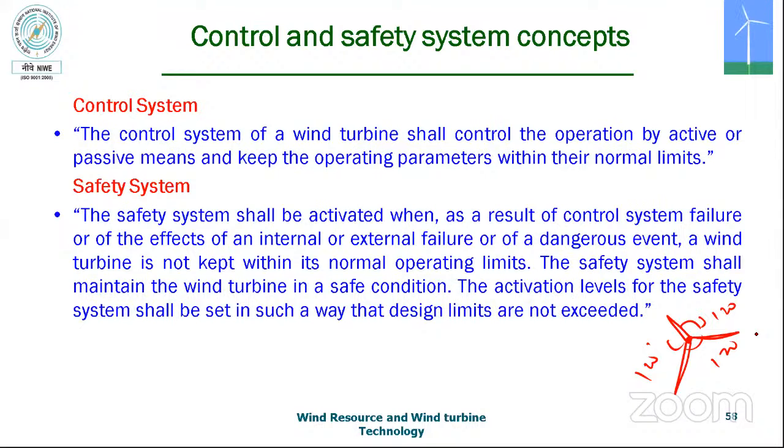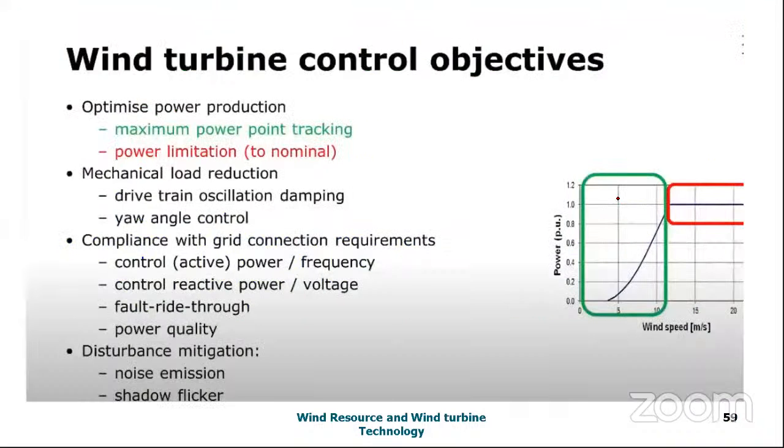Next is the control system. As I told you, the control system has a master controller and two controller systems, one on the top of the tower and the other at the bottom of the tower. The control system's purpose is to control the operation, actively or passively, to keep operating parameters within normal limits. And the safety systems are activated as a result of control system failure. When the control system fails, the safety system automatically has to come into place so that we can avoid any damage to the turbines.